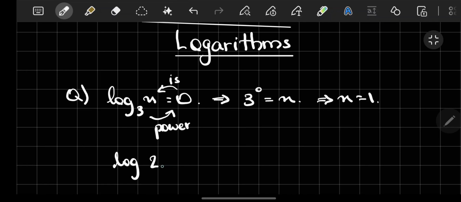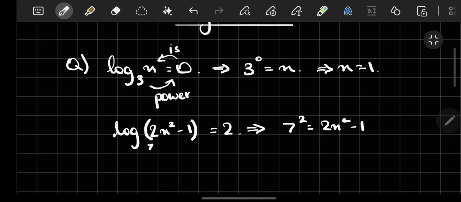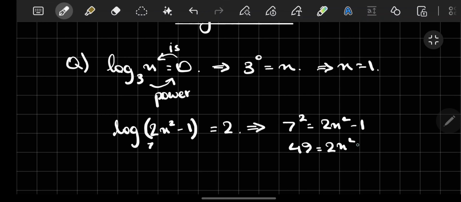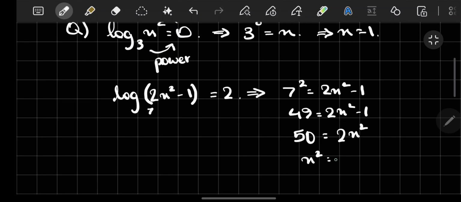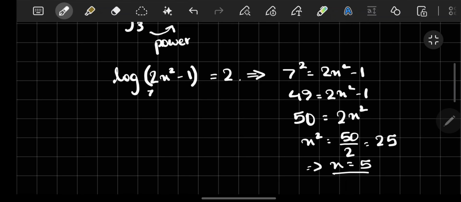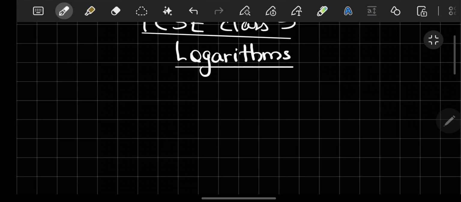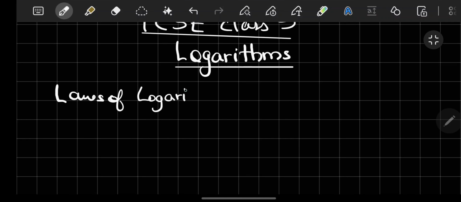Now this time, instead of x, I am using 2x square minus 1. So how do you solve this? 7 power 2 should be equal to 2x square minus 1. 7 square is 49. Therefore 49 is equal to 2x square minus 1, so 50 is equal to 2x square. Therefore x square equals 25, which implies x equals 5. So without any further delay, let me start with the new topic, laws of logarithms with use.